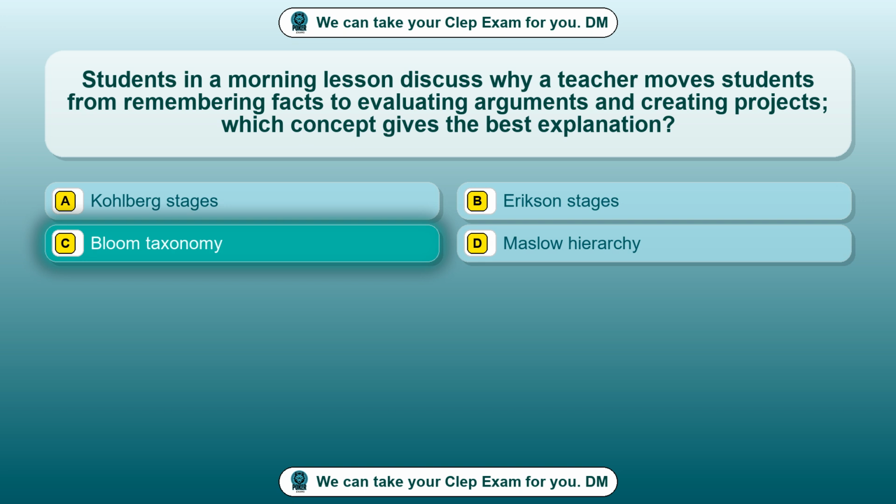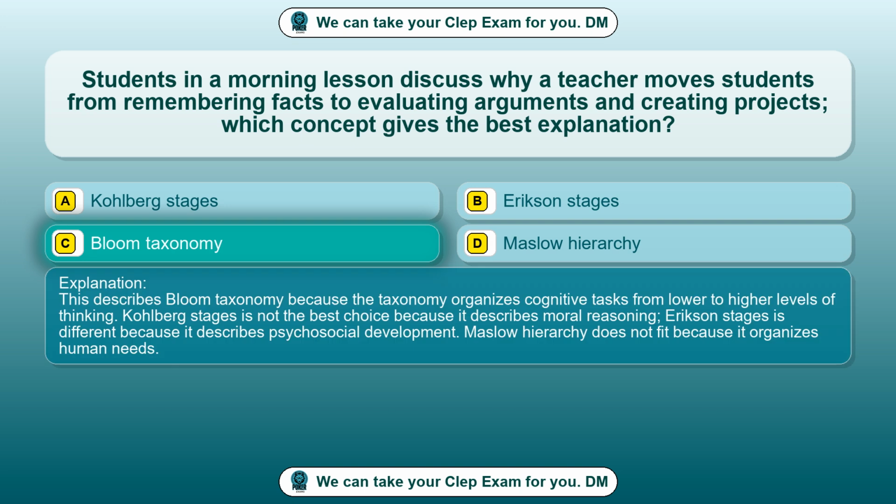Bloom taxonomy. This describes Bloom taxonomy because the taxonomy organizes cognitive tasks from lower to higher levels of thinking. Kohlberg stages is not the best choice because it describes moral reasoning. Erikson stages is different because it describes psychosocial development. Maslow hierarchy does not fit because it organizes human needs.